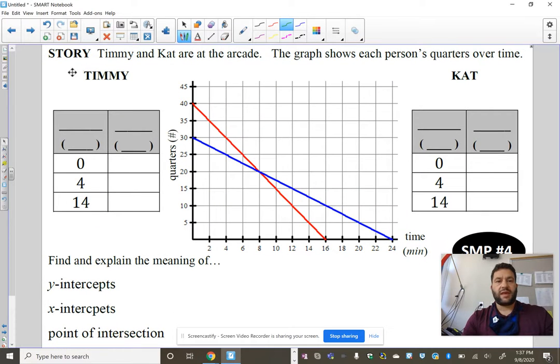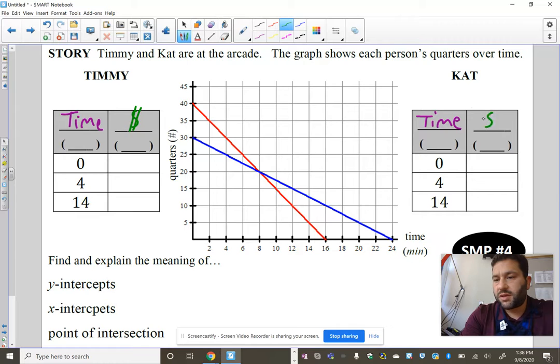All right, Timmy and Kat are at the arcade. The graph shows each person's quarters over time. Okay, first thing we want to do is fill in our charts. So we have quarters over time, so our independent variable is going to be time on both of these, with our dependent being money. Specifically, it's going to be quarters.